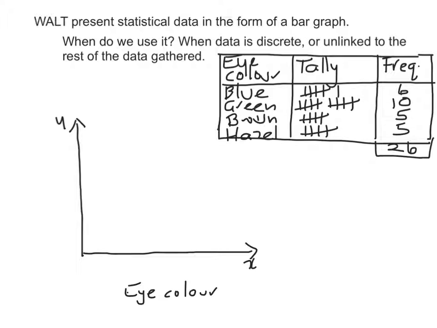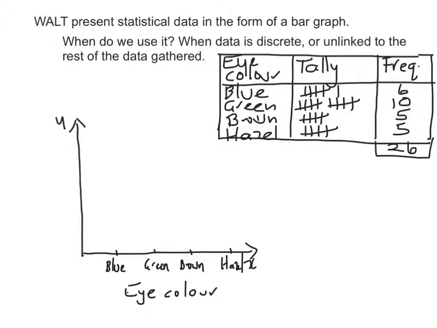So we're going to give ourselves 1, 2, 3, 4 categories. The first will be blue. The second will be green, so the same order as in our frequency chart. Then we'll have brown and hazel.